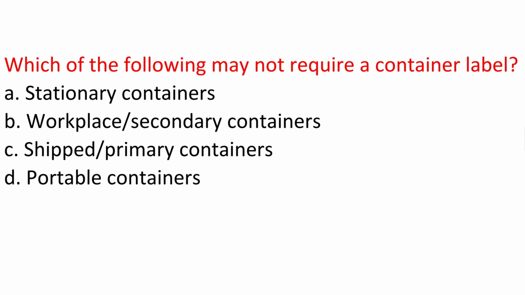Question: which of the following may not require a container label? A. Stationary containers. B. Workplace and secondary containers. C. Shipped and primary containers. D. Portable containers.